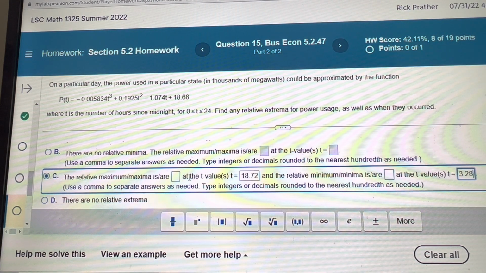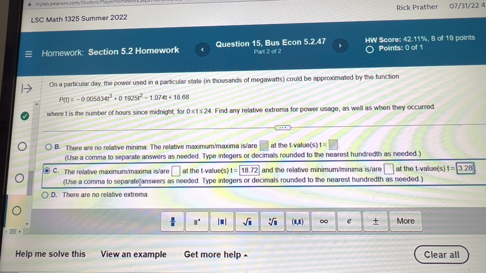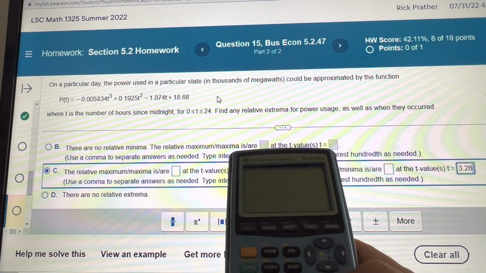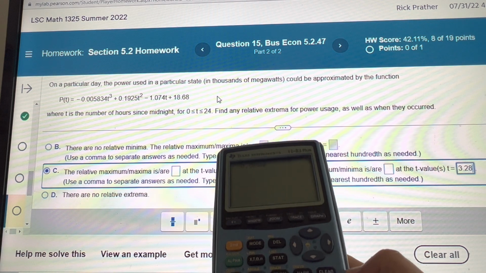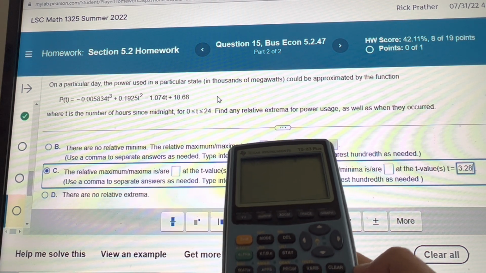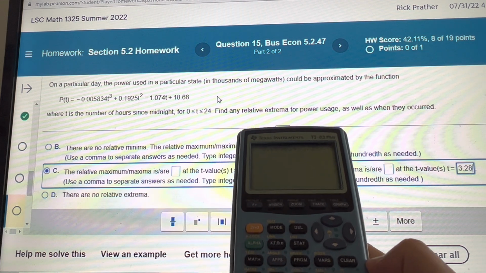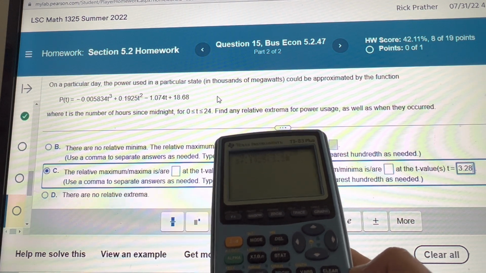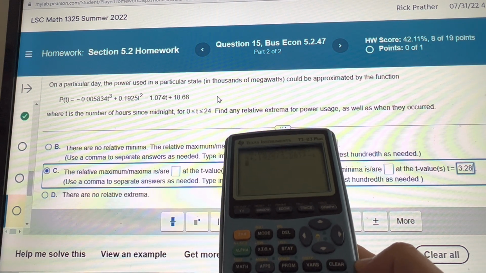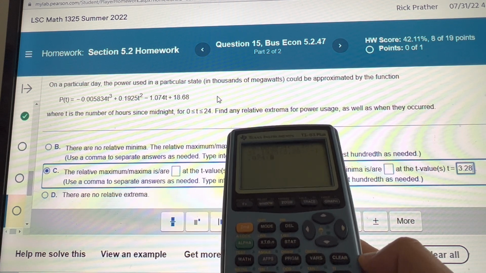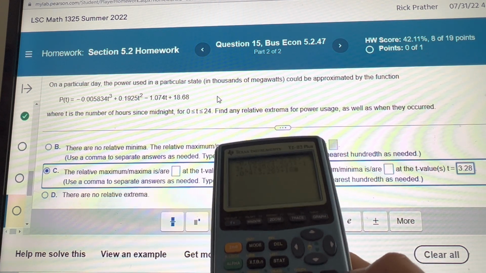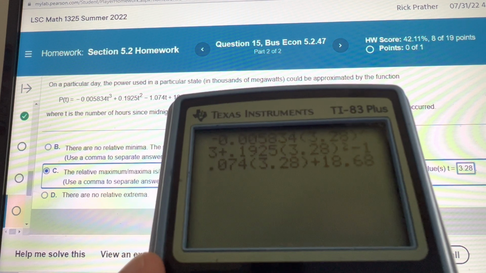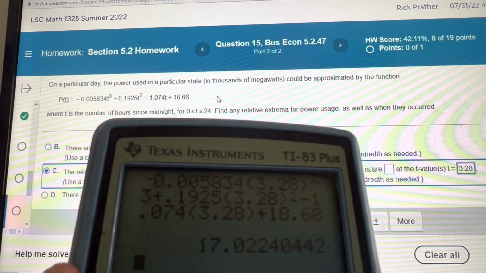So I just got to get the minimum and maximum values by plugging these two decimals back into the original problem. Again, kind of messy here: negative 0.005834 times 3.28 to the third power plus 0.1925 times 3.28 squared minus 1.074 times 3.28, and finally plus 18.68. So this is really messy without a good calculator. And I guess they want these rounded to the 100th as well.